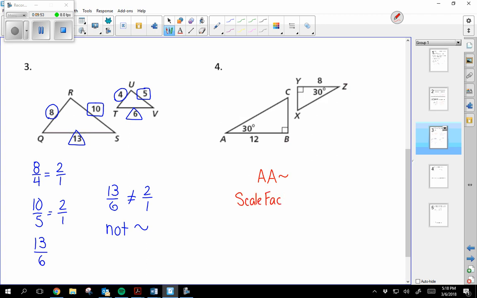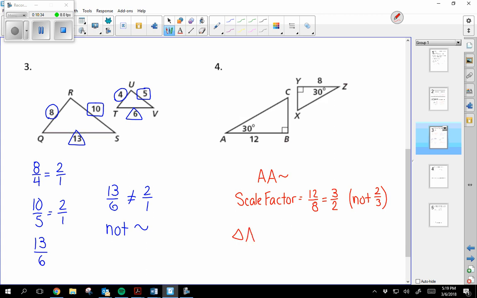And you might notice the 12 is between the angle marked 30 degrees and 90 degrees, and the 8 is between the angle marked 30 degrees and 90 degrees. That means that the 12 and the 8 are corresponding sides. I'm going to reduce that ratio down to 3 to 2. But once again, because the directions don't specify the order, we would also give credit for a scale factor of 2 to 3. And then finally, your similarity statement.